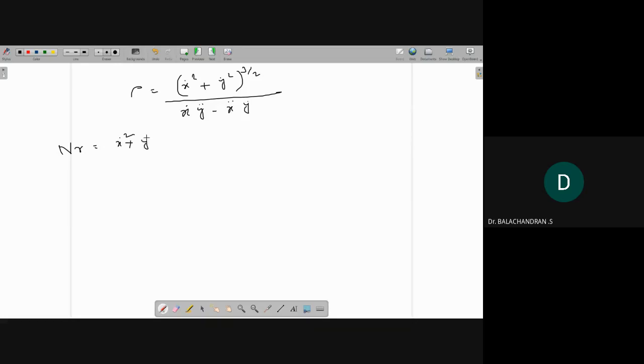(x dot square plus y dot square) whole power 3 by 2. So we know that x dot is a secant theta, so a square secant square theta, plus y dot is a secant theta into tan theta, so a square secant square theta into tan square theta, whole power 3 by 2. So take common a square secant square theta.